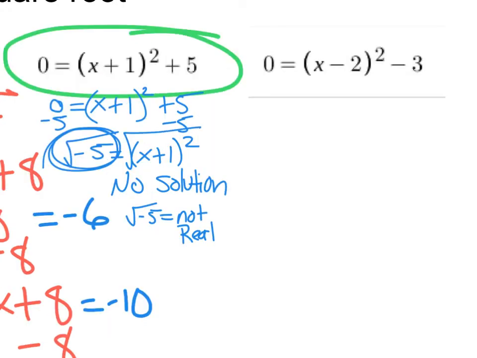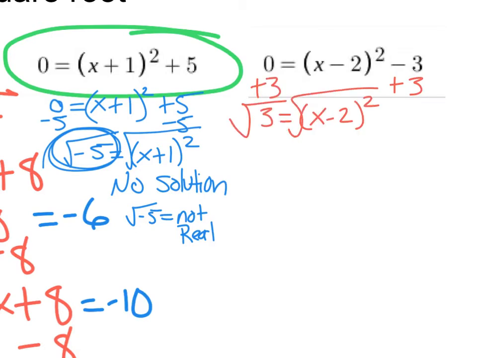If you haven't finished the second one yet, pause again and give it a shot. If you have, then keep watching and I'll do that one. So here we're going to add 3 to start. And we're going to do the square root.